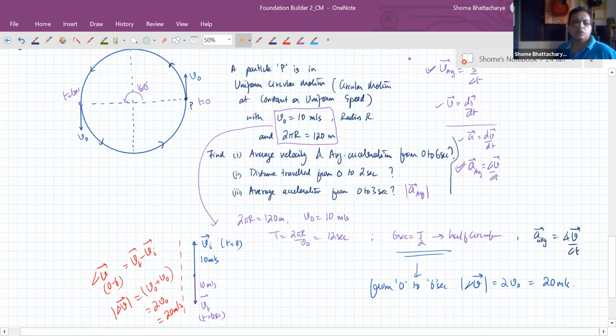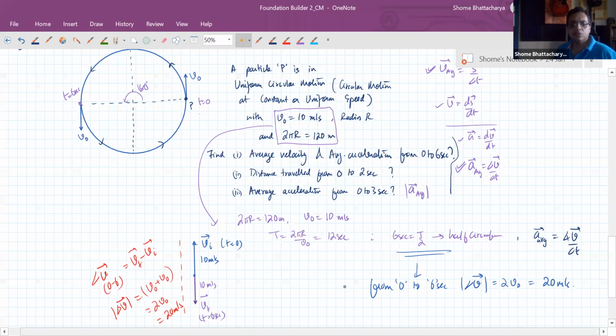Okay. So now you look at t equal to 0, your velocity was pointing in this direction, positive y direction, and its magnitude is 10 meters per second. Now 6 seconds later, you have rotated completely by half a circle. So your direction of velocity has become opposite. Right? It's become along the negative y-axis and its magnitude is 10 meters per second. So what is that change in velocity?